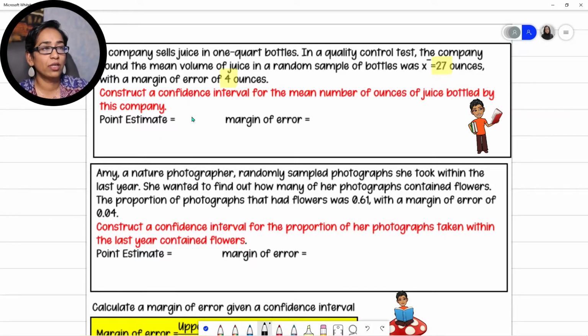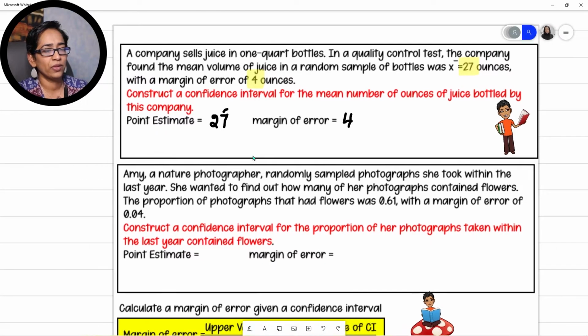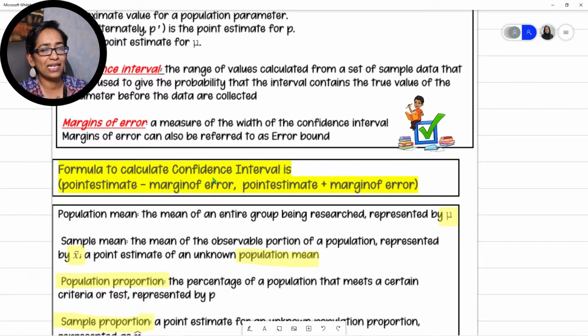All right, so the point estimate or the sample mean is 27 ounces. And the margin of error is 4 ounces. And you're asking me to construct the confidence interval. Remember what a confidence interval is? Point estimate plus margin of error. Calculating the confidence interval is point estimate minus margin of error, point estimate plus margin of error.